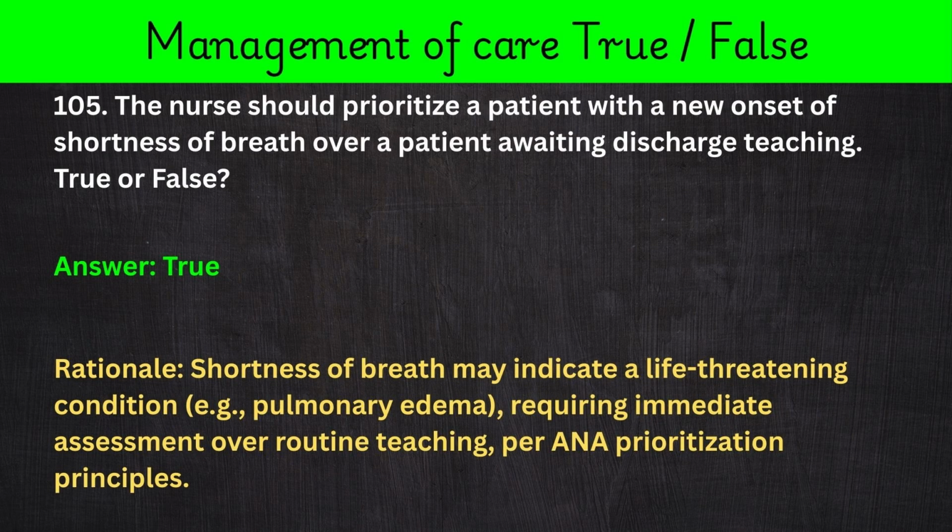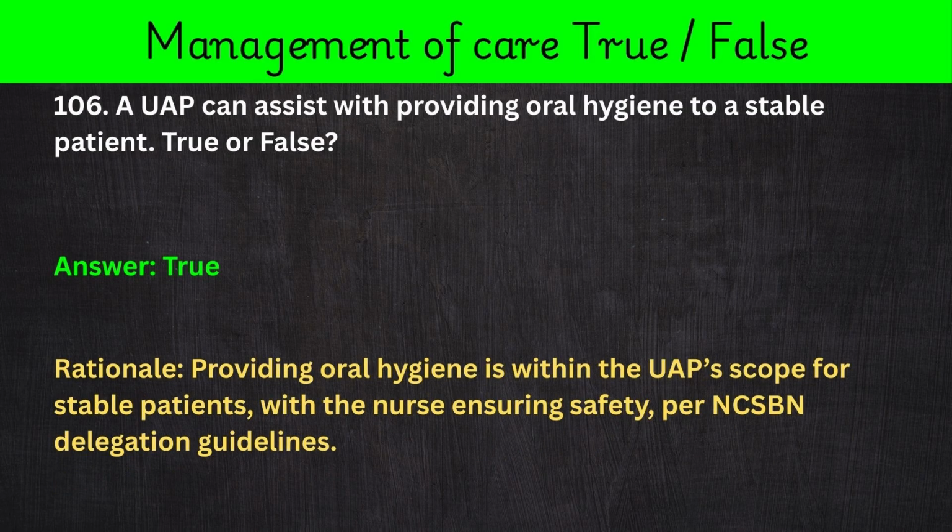105. The nurse should prioritize a patient with a new onset of shortness of breath over a patient awaiting discharge teaching. True or false? Answer: true. Rationale. Shortness of breath may indicate a life-threatening condition, e.g., pulmonary edema, requiring immediate assessment over routine teaching, per ANA prioritization principles. 106. A UAP can assist with providing oral hygiene to a stable patient. True or false? Answer: true. Rationale. Providing oral hygiene is within the UAP scope for stable patients, with the nurse ensuring safety, per NCLEX-PN delegation guidelines.